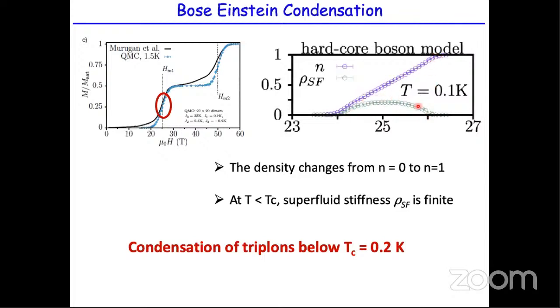And also we have a finite stiffness at very low temperature. So we observe that the critical temperature is 0.2 Kelvin, and the finite stiffness indicates that there is condensation happening below this 0.2 Kelvin, and we have plotted T equal to 0.1 Kelvin only. So in this magnetic field region, we basically confirm that the system exhibits Bose-Einstein condensation below T equal to 0.2 Kelvin.